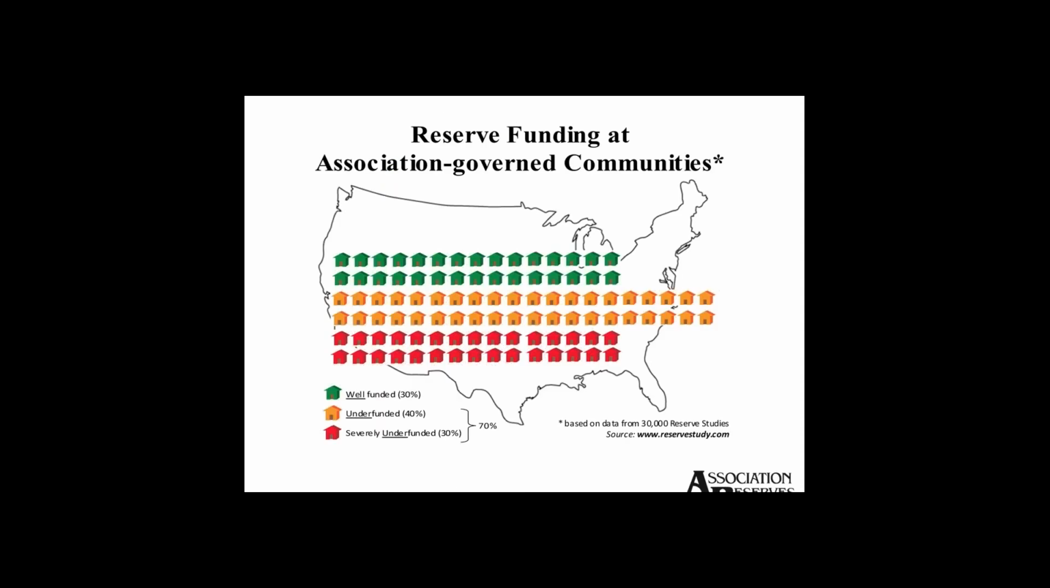Well, in doing over 30,000 reserve studies across the country for all types of associations, we learned a lot about our clients that we can share with you. We found that about 30% of associations are in that green, strong range. About 40% of associations are underfunded, but in the fair, yellow range. And the last 30% of associations are in that red, poor range.